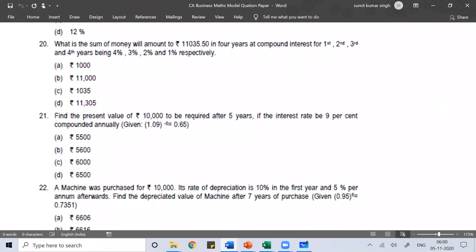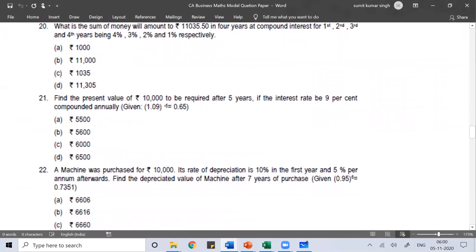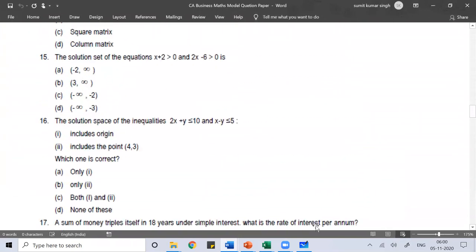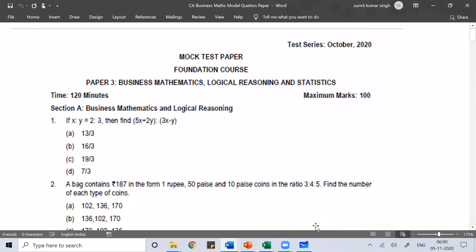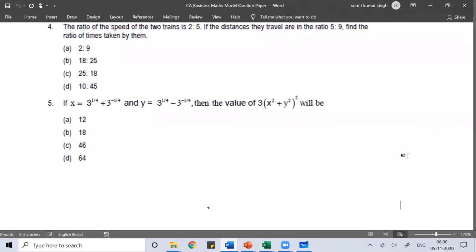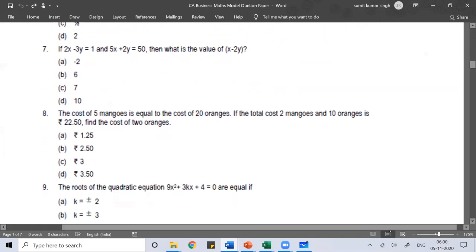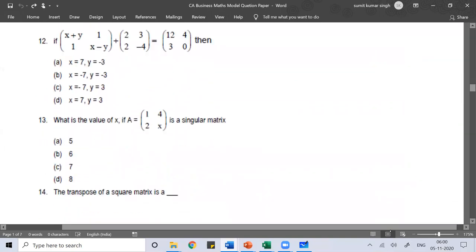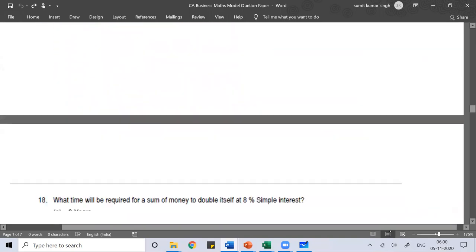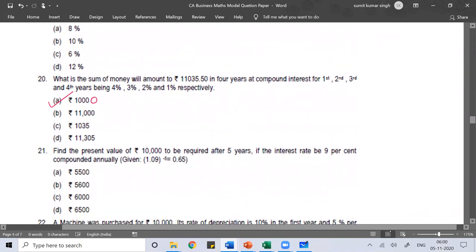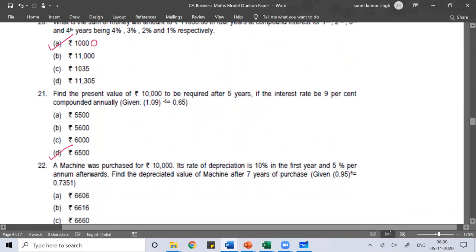Answer here is option D. The answer for this is option D. This is 10,000 and this is option D, 6500.